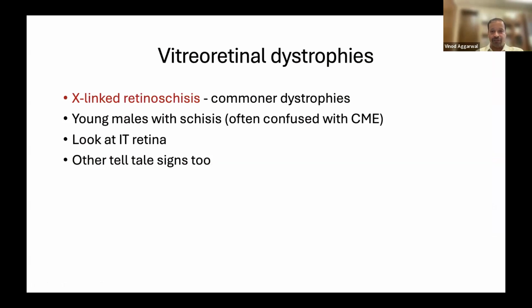Now, coming to vitreoretinal dystrophies. Vitreoretinal dystrophies are common, the most common being X-linked retinoschisis. In fact, this is one of the common dystrophies you come across, and many of these patients are misdiagnosed as various other things. But whenever you see a young male with a macular schisis, please remember to look at the inferotemporal retina of these patients. If you find a peripheral schisis, which is more common in the inferotemporal area but can be seen in other areas, then you know that you are dealing with a patient of X-linked retinoschisis.